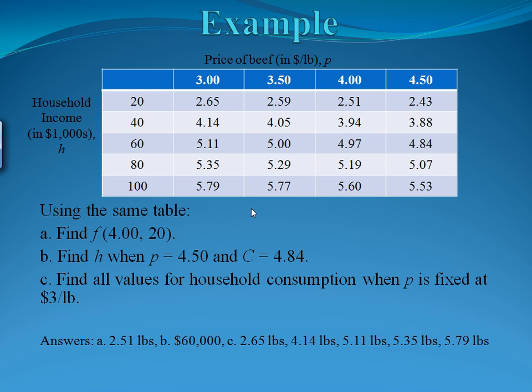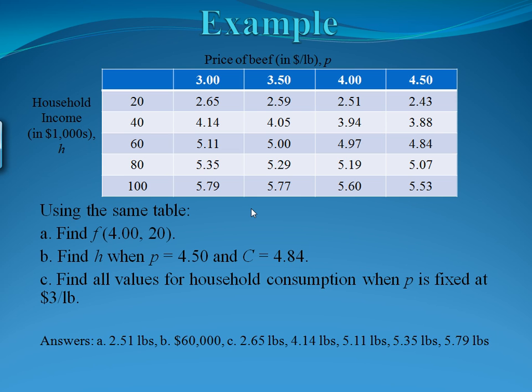Okay. So let's see what else we can read off this table. It's the same table as before. So let's say we want to find f of 4, 20. Part B, find h when p equals 4.50 and c equals 4.84. C, find all values for household consumption when p is fixed at $3.